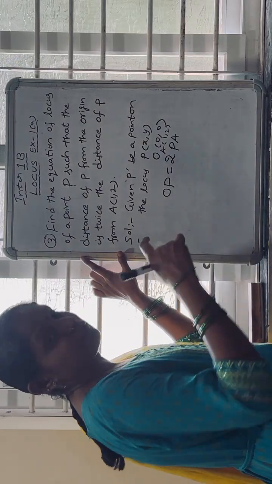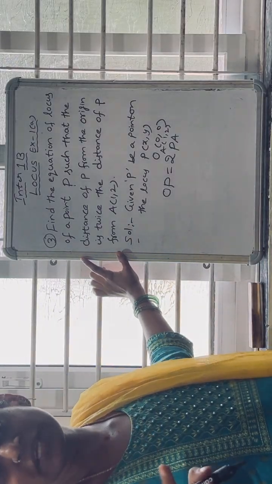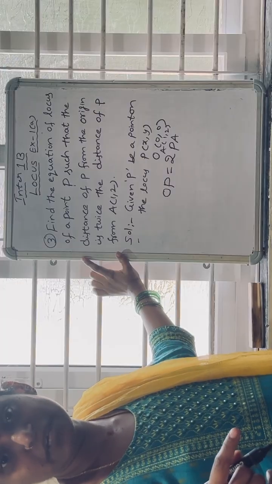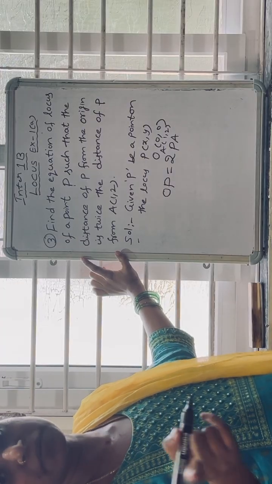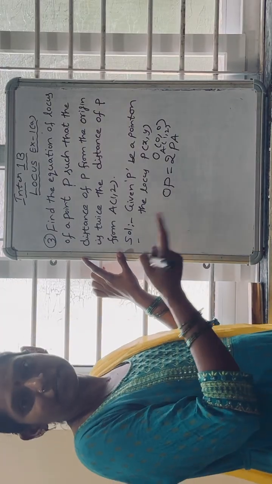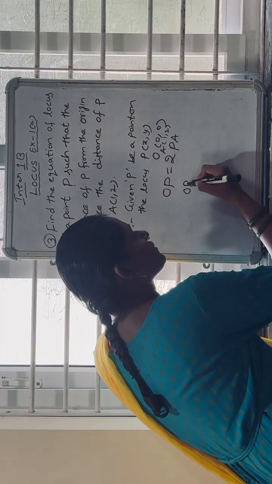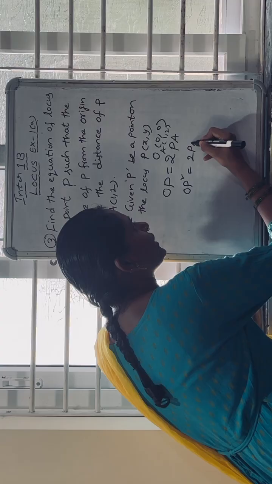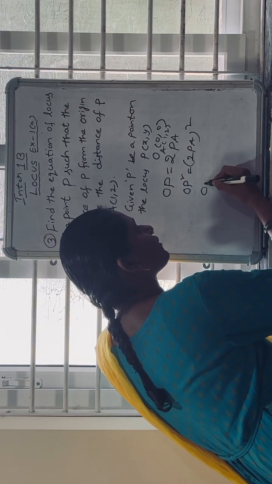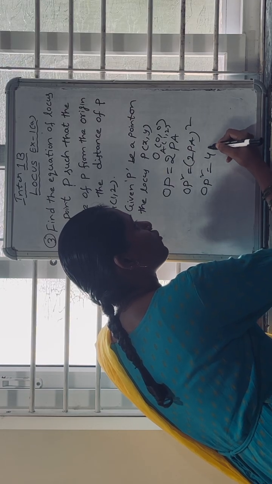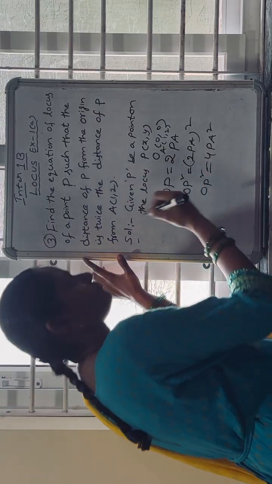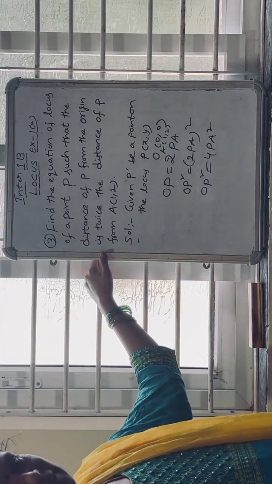Now we will get the square root of x2 minus x1 whole square plus y2 minus y1 whole square. So we don't want the root. That's why first I am squaring both sides, then I can take the formula. OP square equals 2PA whole square. So OP square, and 2 square means 4 PA square.